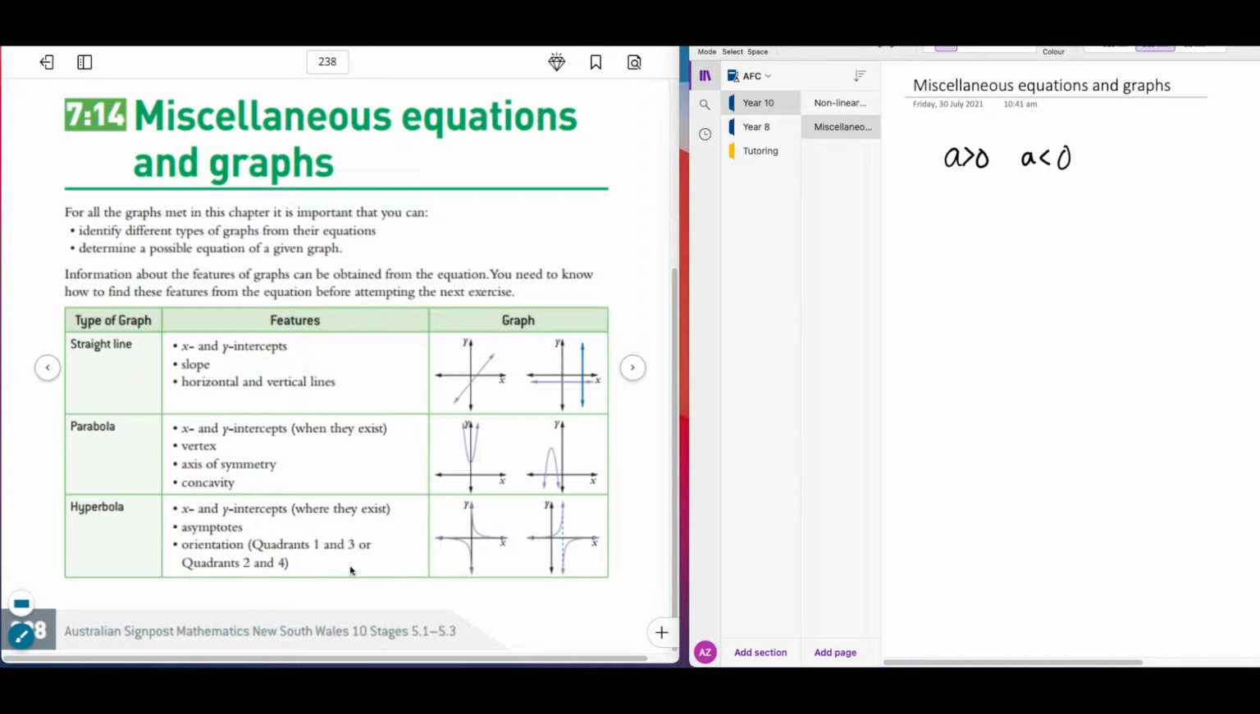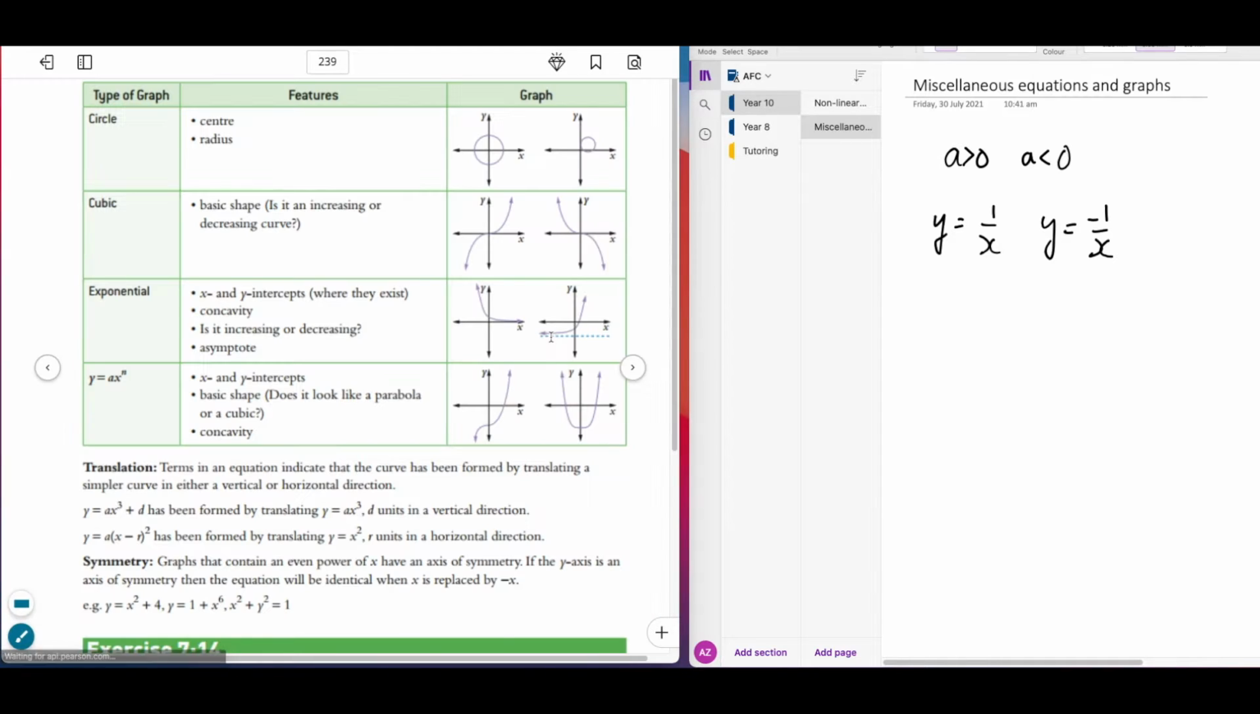The orientation of a hyperbola. If you have a hyperbola that looks something like this compared to a hyperbola that looks something like this, the first hyperbola should be in quadrants 1 and 3, because it's positive. The second hyperbola, which is negative, should be in quadrants 2 and 4.